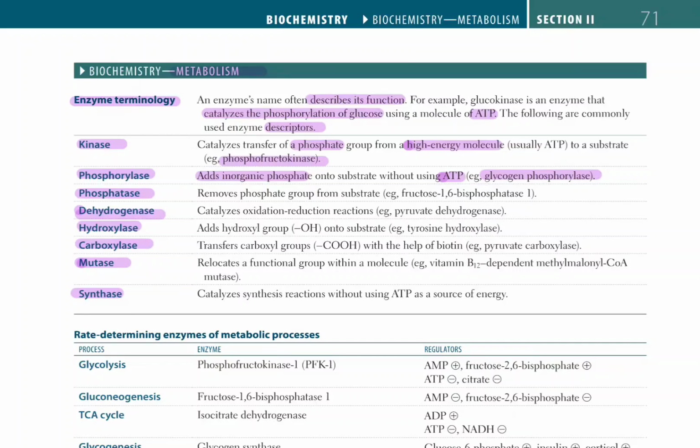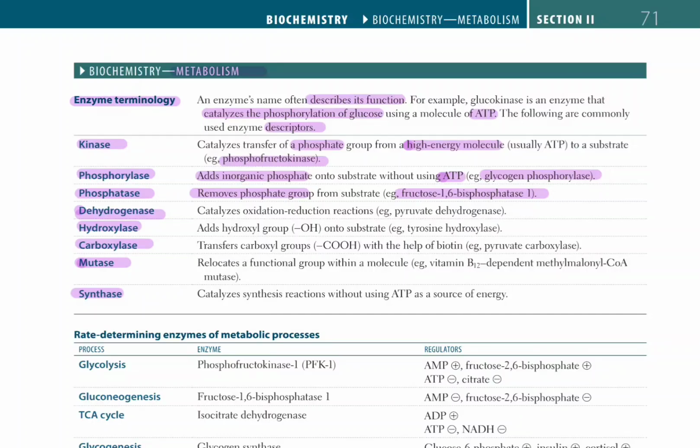Phosphatase doesn't add but removes phosphate group. Phosphatase removes phosphate group from a substrate, for example fructose 1,6 bisphosphatase 1. So this is an example of phosphatase.